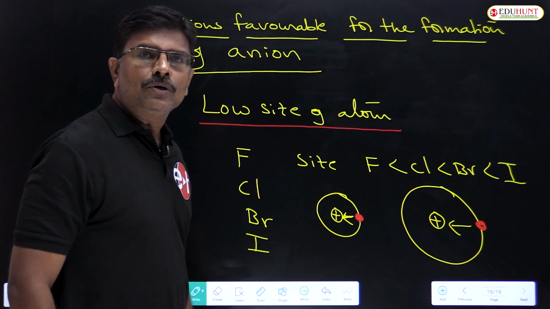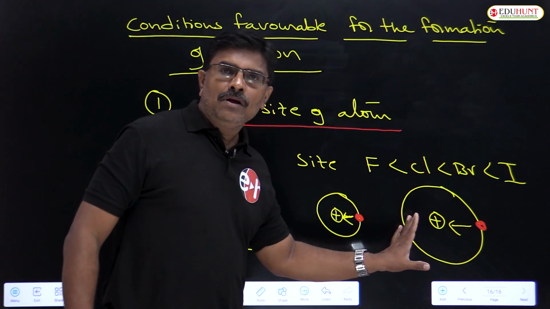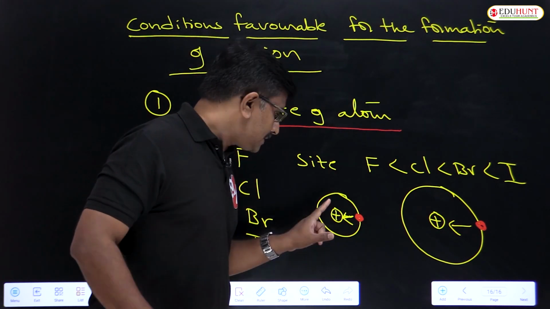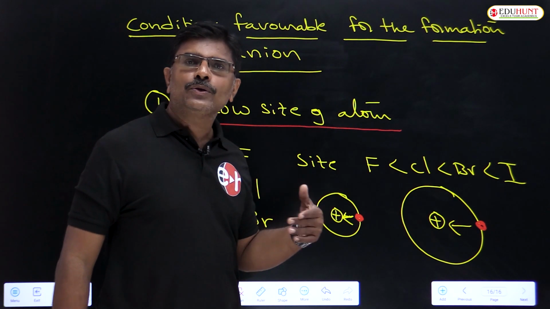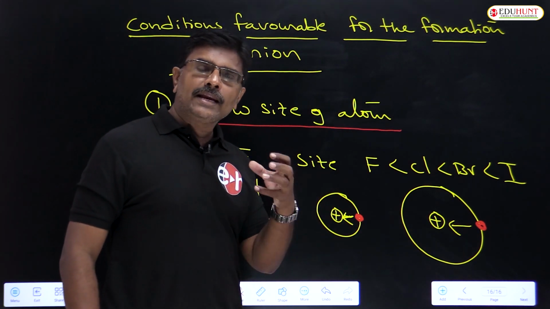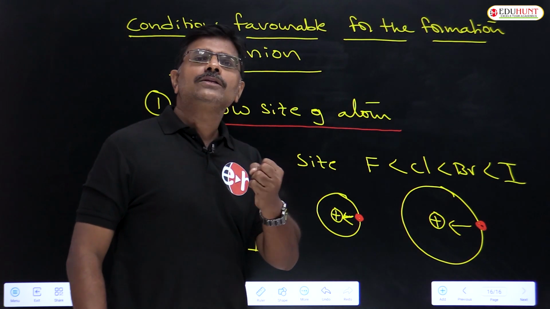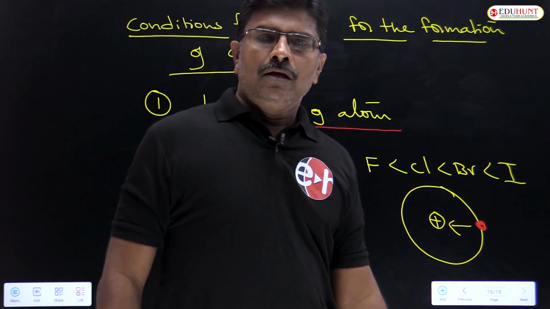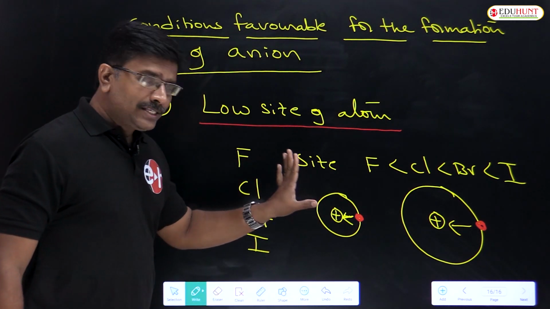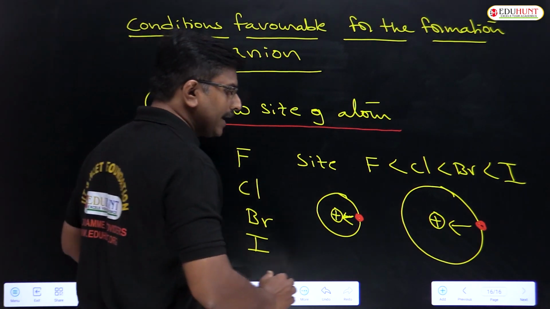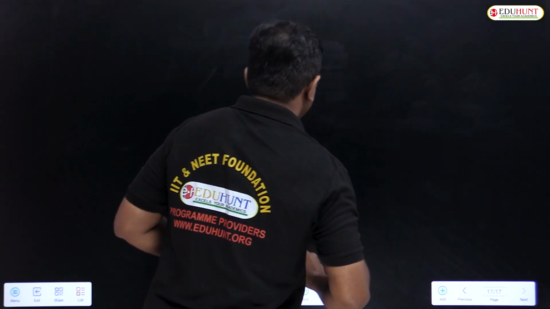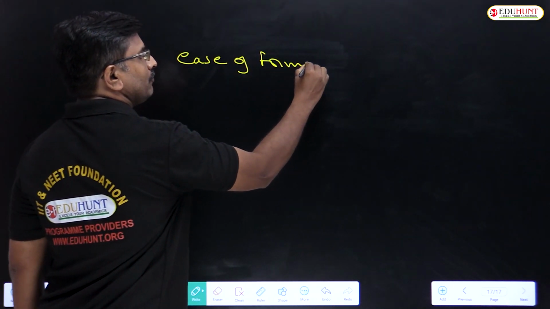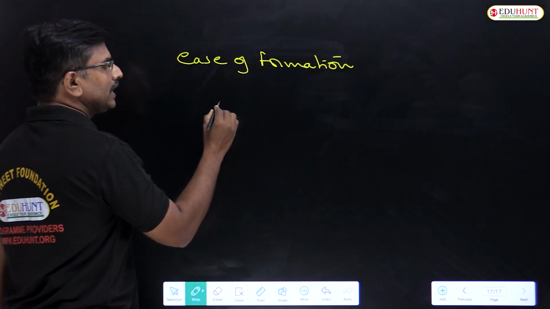Got my point? So the larger the size of the atom, the anion formation becomes a bit difficult, whereas the smaller the size of the atom, the anion is going to be formed more easily. Why? The reason is the nucleus pull is more in the atom which is lower in size. Basing on this particular reason, now if you observe carefully, the ease of formation will be in this order.